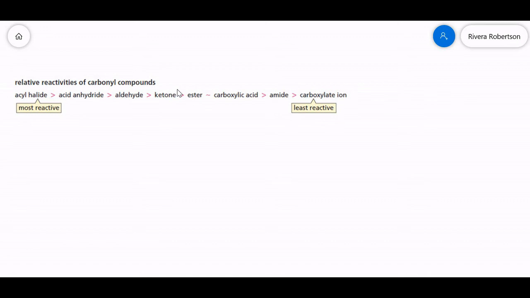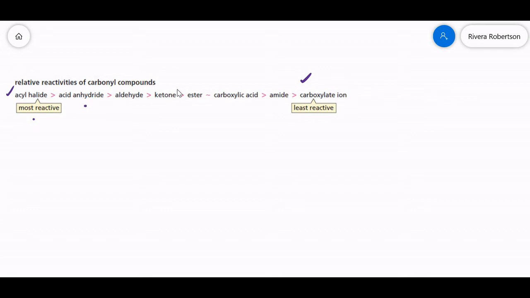Now, let's talk about the relative reactivities of the different carbonyl compounds. So, the most reactive is your acyl halide, and the least reactive is the carboxylate ion. This reactivity series means you can synthesize acid anhydride from acyl halide. You can synthesize aldehyde from acid anhydride. You can synthesize a ketone or an ester or a carboxylic acid from the more reactive compound in the reactivity series.